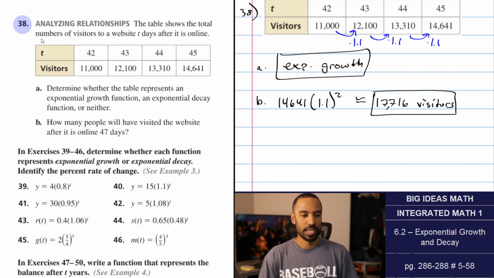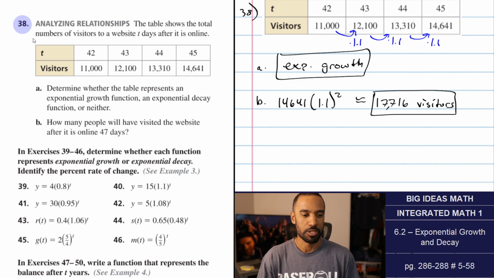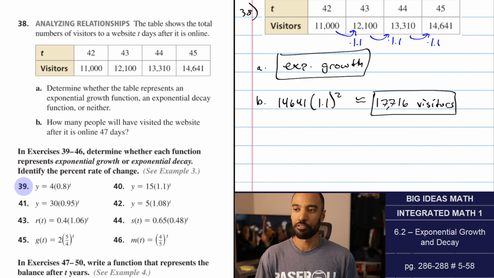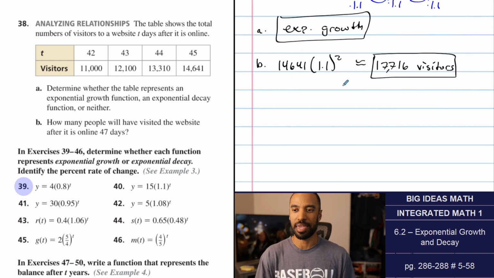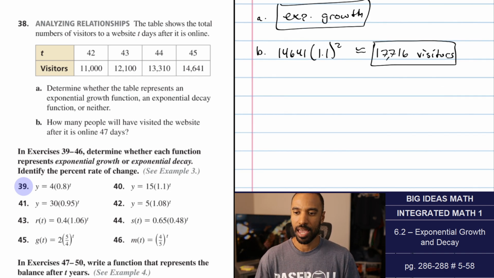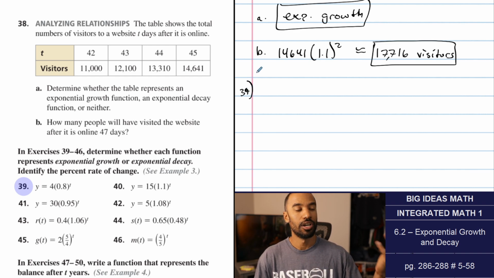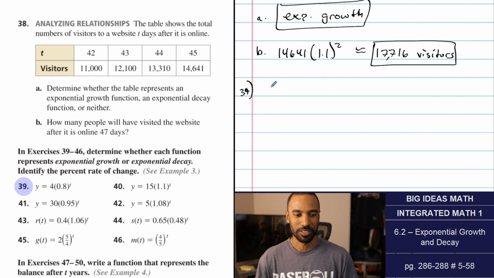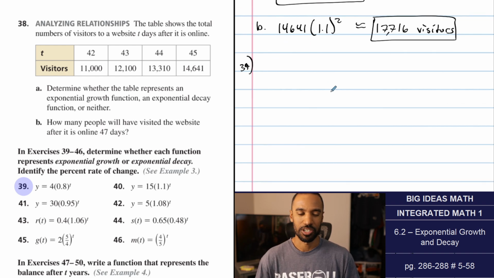All right, 39 to 46. They say determine whether each function represents exponential growth or decay and identify the percentage rate of change. Doesn't sound much different from what we were doing earlier, only this time it meshes growth with decay. So we have to make our determinations each time. Is the number inside more than 1 or less than 1? That's basically the thing. So we don't have to explain it, just determine it.